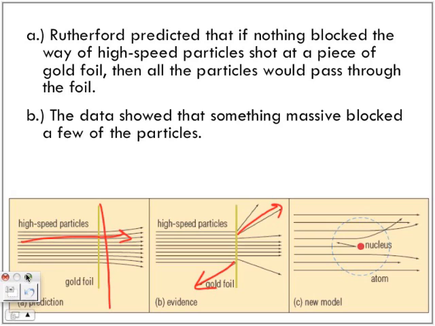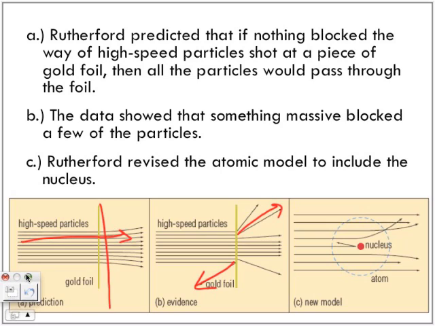So the data showed that something massive blocked a few of the particles. What he deciphered was a new model saying that there must be some kind of nucleus within the atoms of the gold. So Rutherford revised the atomic model to include a nucleus. Now we have a nucleus associated with the atom. The nucleus is very tiny, but constitutes the greatest portion of mass that the atom contains.